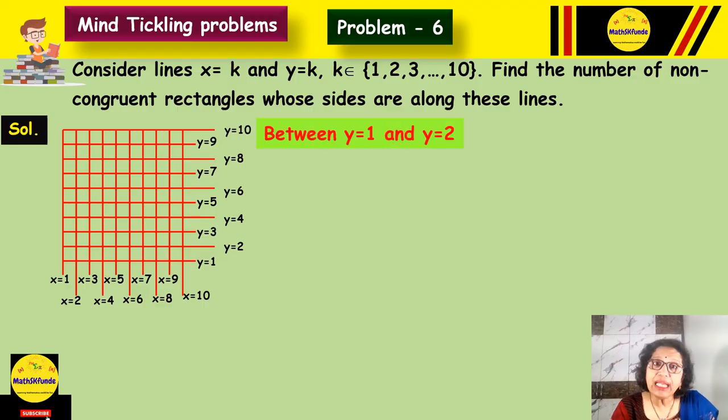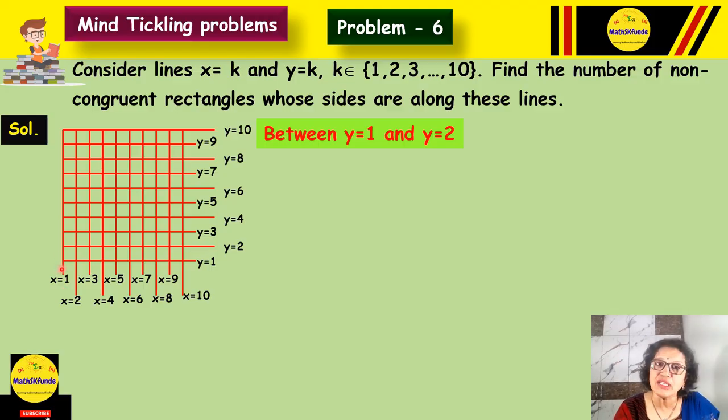Okay, so let us first consider the lines y equal to 1 and y equal to 2. These two parallel lines you are talking about. Between these two lines, what all rectangles can you see? Rectangles would be of the form, say, 1 by 1 here, which is formed by x equal to 1, x equal to 2 and y equal to 1, y equal to 2. So you will get a rectangle of size 1 by 1.